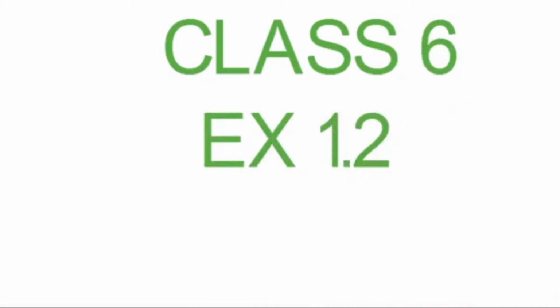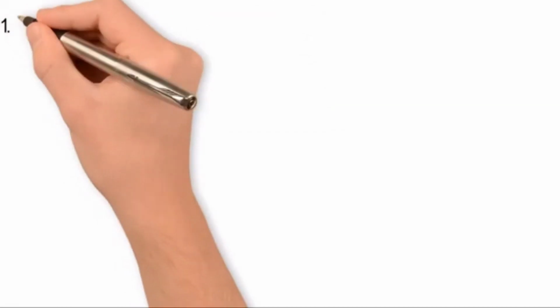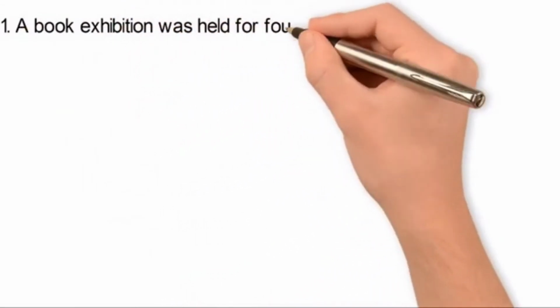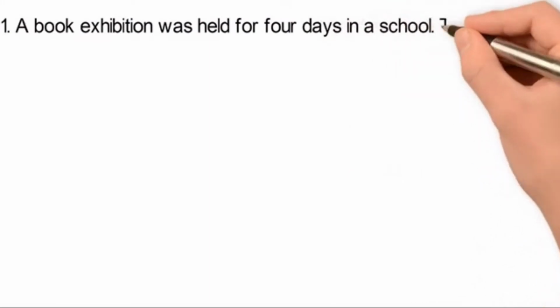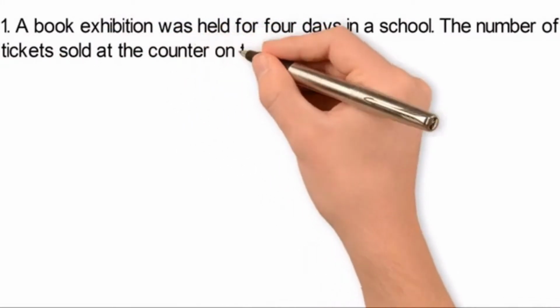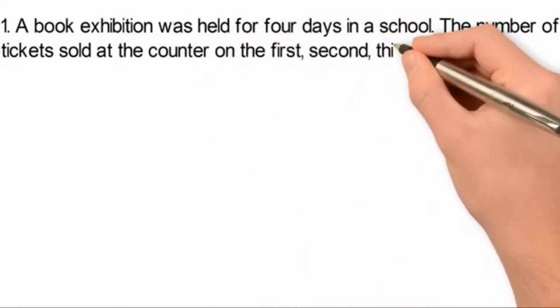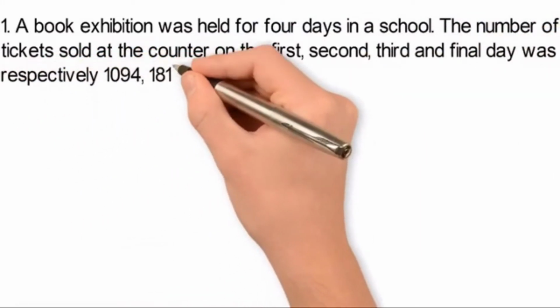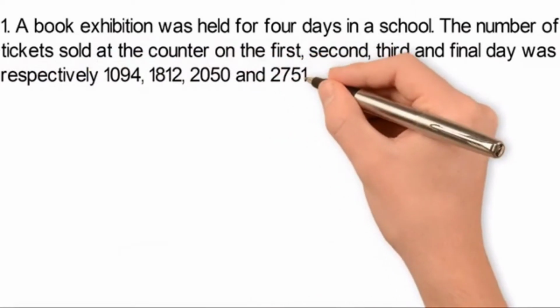Let us start with exercise 1.2. In the textbook it is on page number 16, and let us read question number 1. A book exhibition was held for 4 days in a school. The number of tickets sold at the counter on the first, second, third and final day was respectively 1094, 1812, 2050 and 2751.